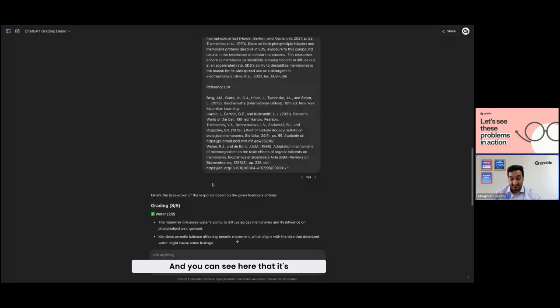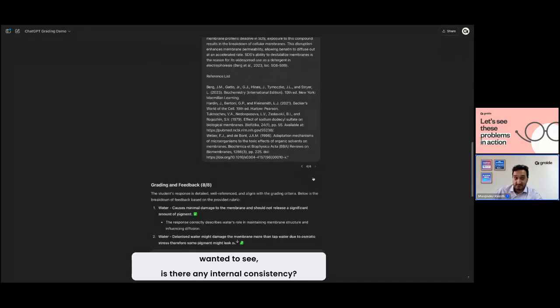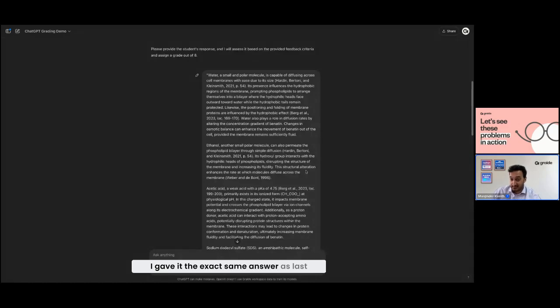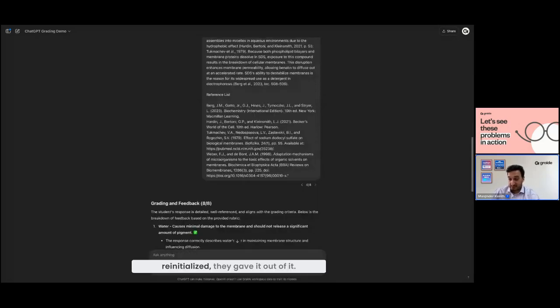And you can see here that it's just given full marks. So immediately the system is really subjective to just tweaking of the data. But it gets worse than that, because I actually wanted to see, is there any internal consistency? So I gave it the exact same answer as the initial time. And this time, completely reinitialized, it gave it 8 out of 8. So just here, using the exact same prompt and the exact same response, we're having a large degree of variance with the output. So these systems are really quite dangerous because there is no internal consistency to them.